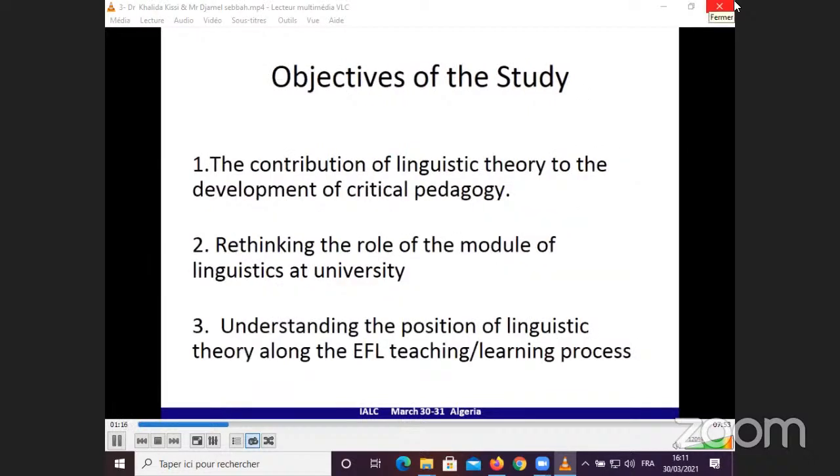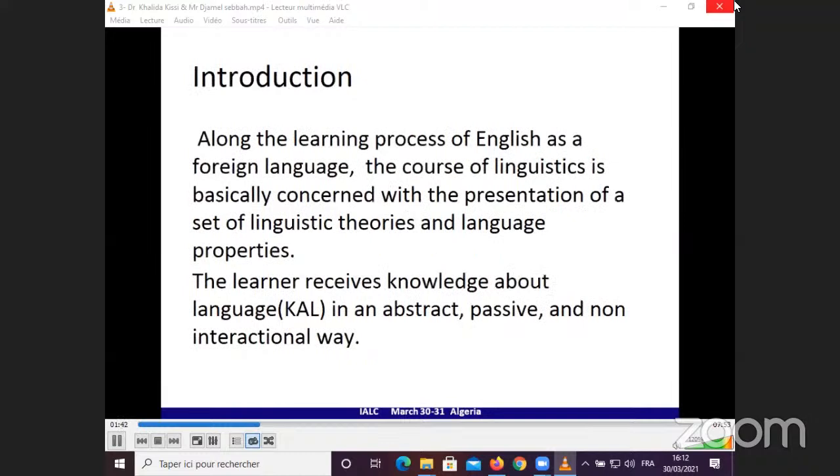It makes reference to the set of theories previously mentioned. However, the present paper intervenes with the first process to study the way linguistic theory contributes to the development of critical pedagogy. This contribution is basically achieved with the set of language theory, language descriptions, and language properties offered in a course of linguistics at university. It is therefore among the objectives of the study to rethink the role of the module of linguistics and to understand the position of linguistic theory along the EFL teaching and learning process.